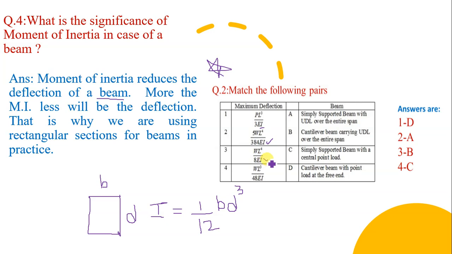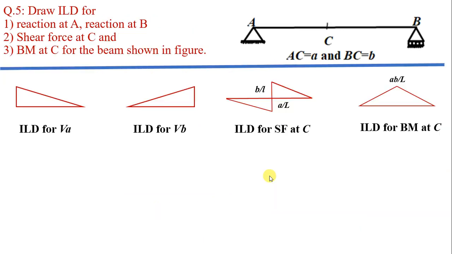So if you increase the value of I, automatically the deflection will reduce, and this is the significance of moment of inertia. Moment of inertia affects the deflection. The higher the value of MI, the lower the deflection, which is very important for structural stability and safety. More the MI, less the deflection. This is why we use rectangular sections for beams in practice. Let us move to the next question.